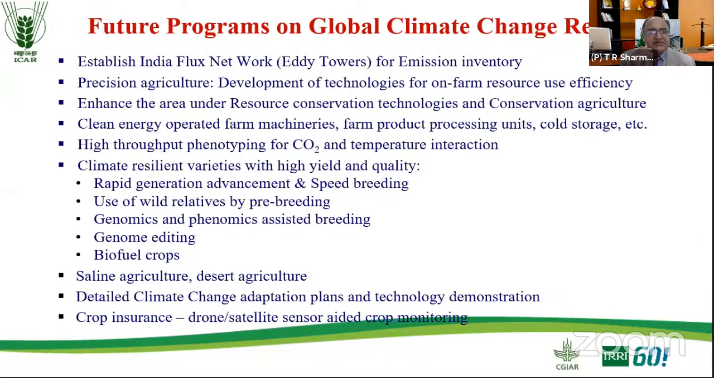All these techniques are being used in detailed climate change adaptation plans and technology demonstrations and crop insurance, which is being monitored through drone and satellite sensor based crop monitoring technologies, based on which crop insurance is given to the farming community. Next slide, please.